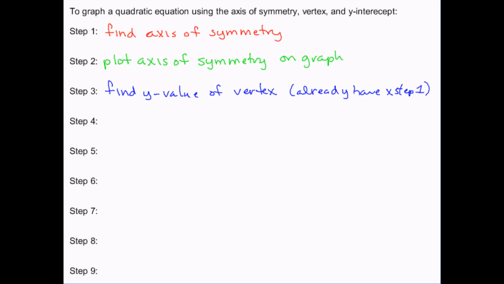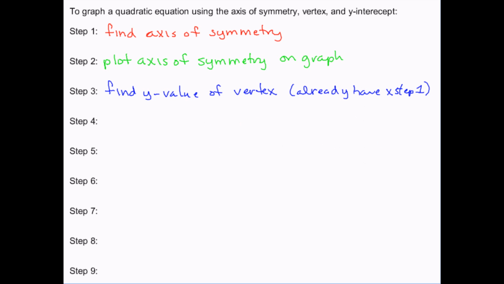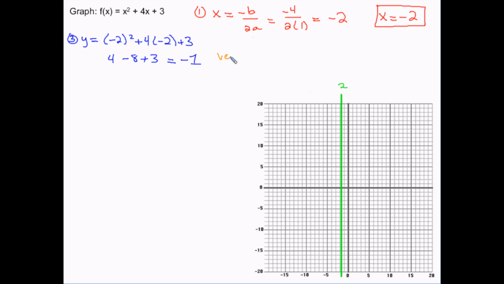So after I've done that, I'm going to plot the vertex on the axis of symmetry. Okay, my vertex is the point -2, -1. Well, my line -2 is already taken care of, so I just need to put a dot at -1 on that line. So here's my vertex.